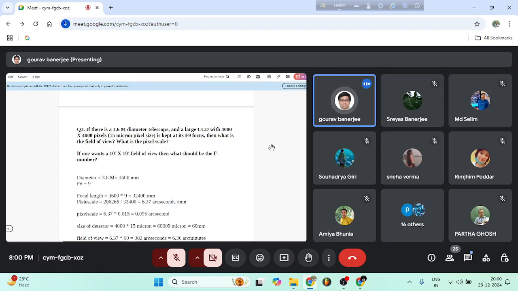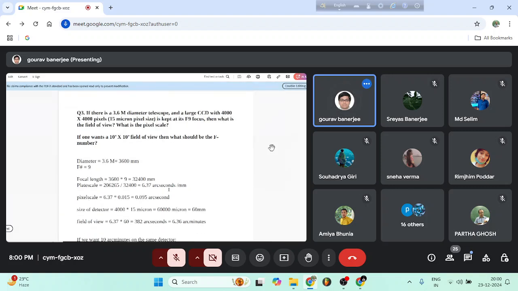Well, what is the plate scale? Plate scale is 206265 divided by the focal length. So again, we get a very similar plate scale, 6.37 arc seconds per millimeter. And that is the plate scale. If you have 6 arc seconds per millimeter, then how many arc seconds do you have for a 15 micron pixel? You just multiply 6.37 times 0.015, and you get the arc seconds. So it's about 0.1 arc second pixel scale.